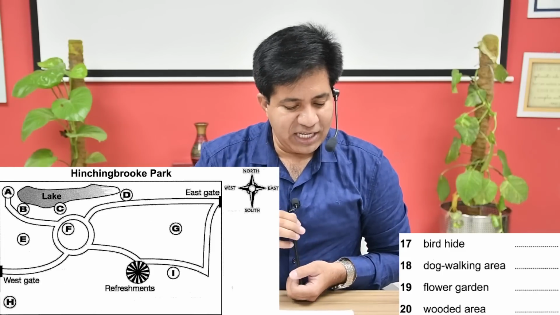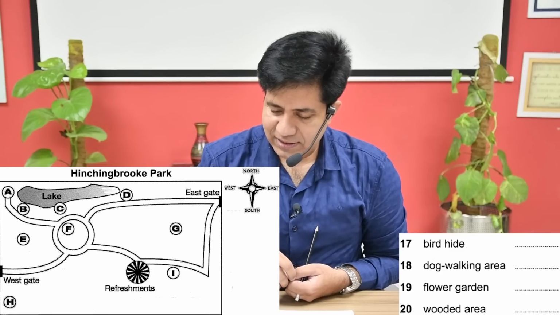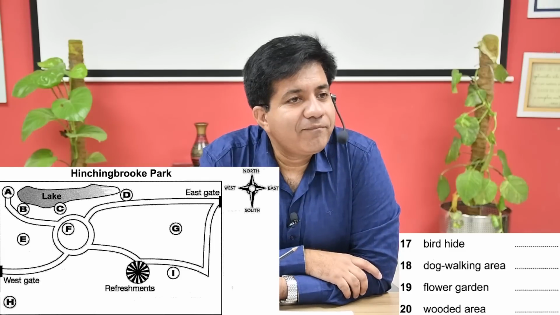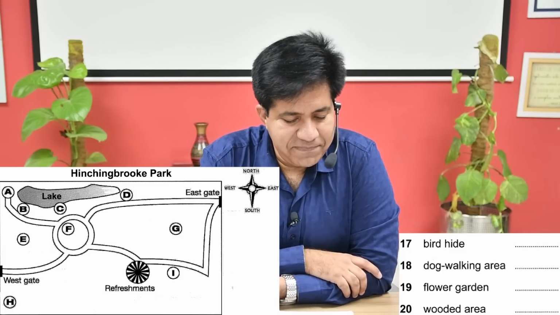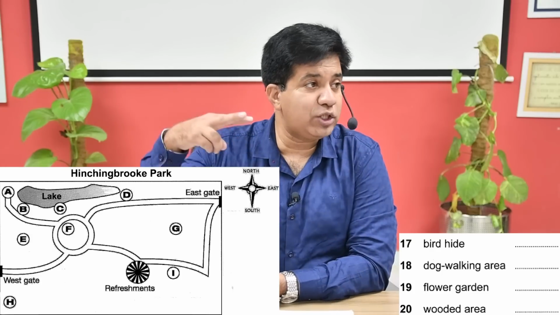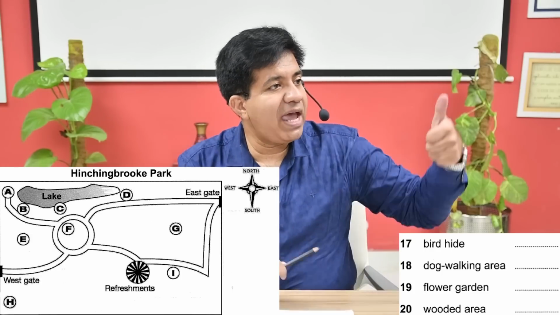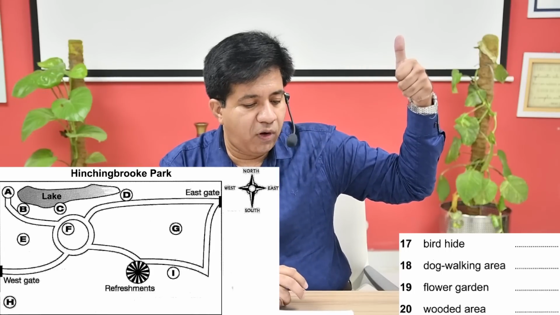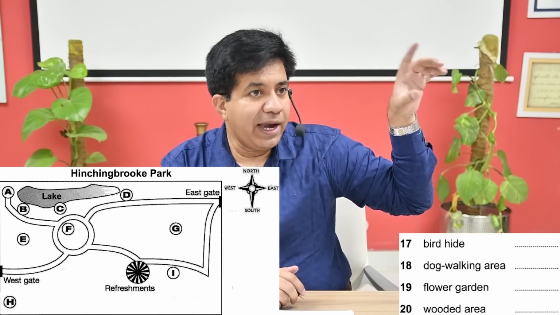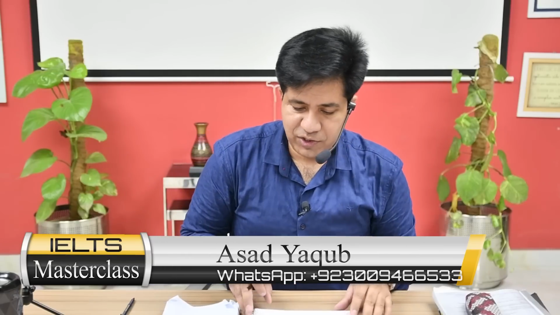Okay. Question number 20. Wooded area. Let's see where that is. And finally, there's a wooded area in the western section of the park between two paths. Exactly. Western section of the park between two paths. That is E. Understand? So for every map, the technique is, first of all, you have to read the map. And don't read the questions. Exactly. You don't need to read the questions. Okay. Thank you.